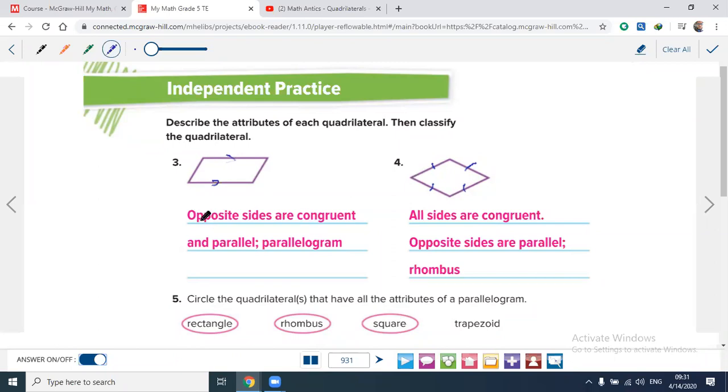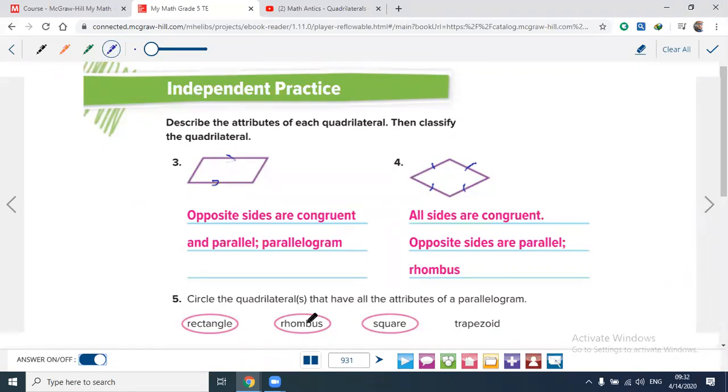These attributes of the sides being congruent and parallel are common in the parallelogram and rectangle, but the rectangle is different by what? By 4 right angles, different from a parallelogram. So a rectangle is a parallelogram with right angles. Rhombus is also a parallelogram.